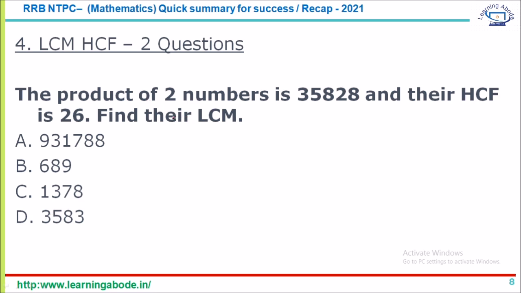So this question is based on the following: the product of two numbers is 35828, their HCF is 26, find their LCM. As you know, if you have two numbers, the product of those two numbers is equal to the product of their LCM and HCF.